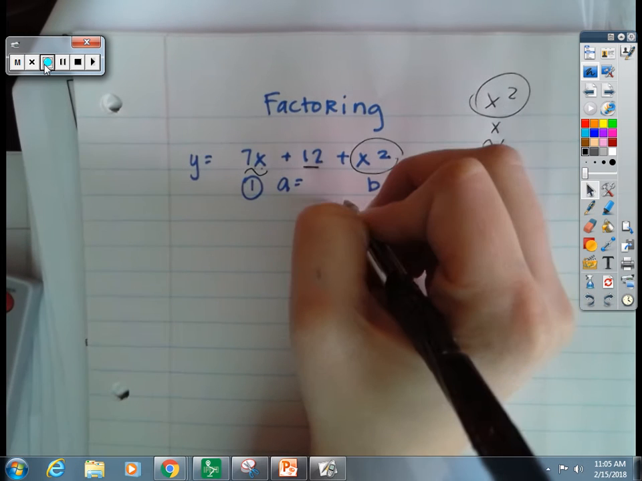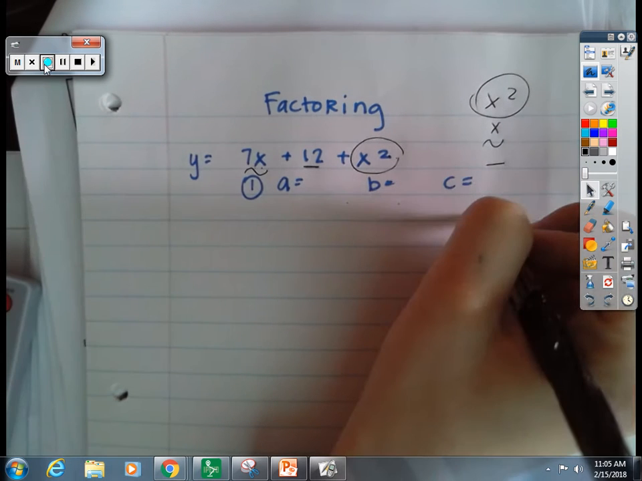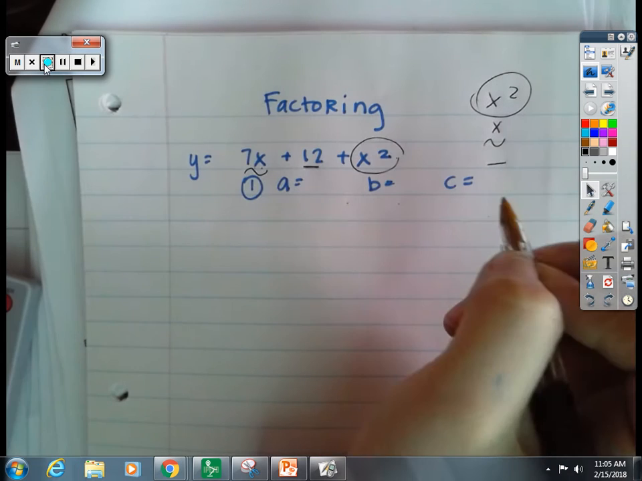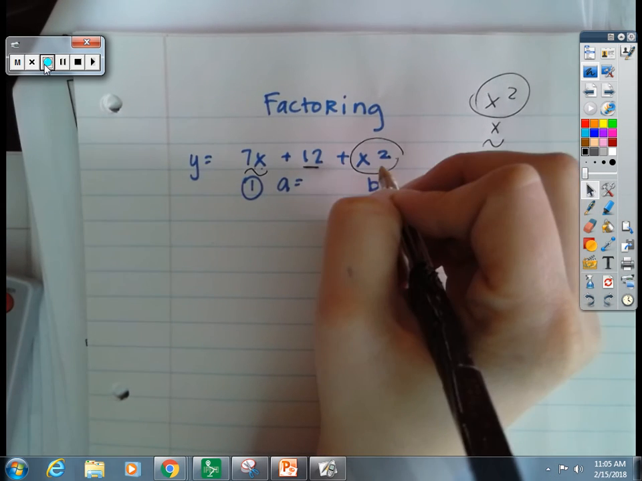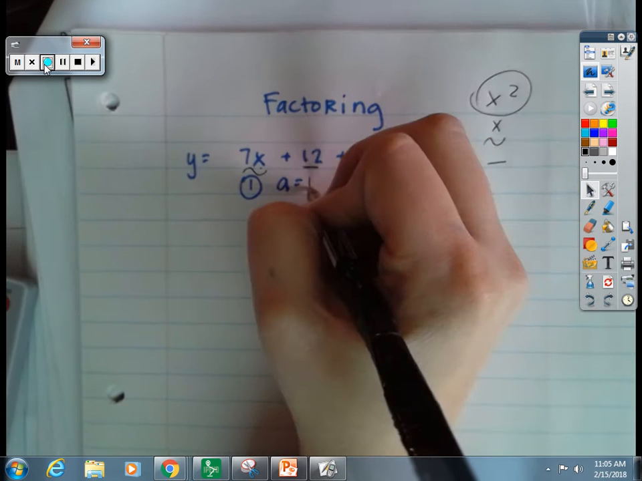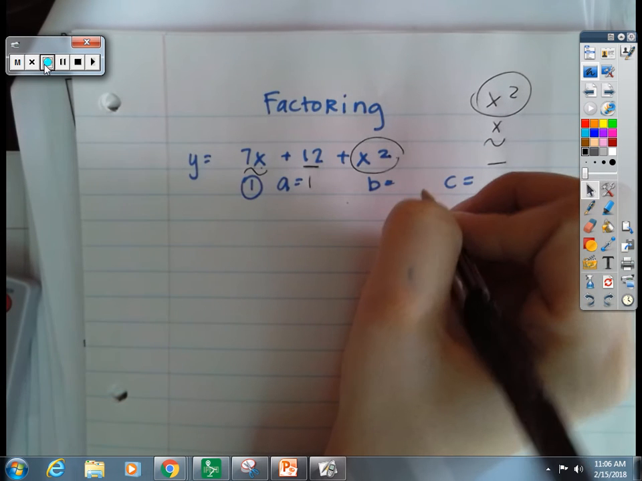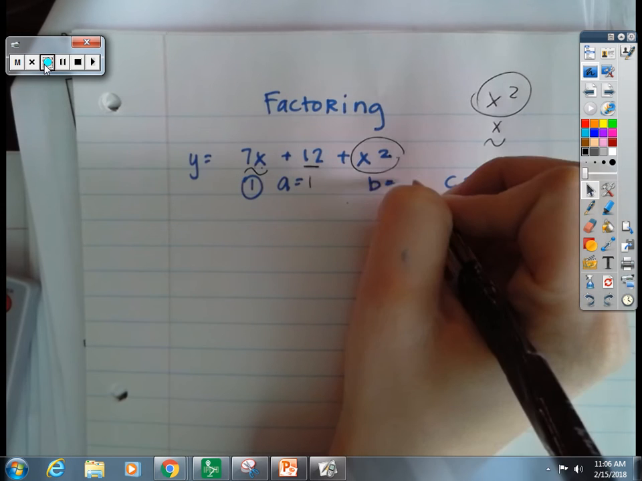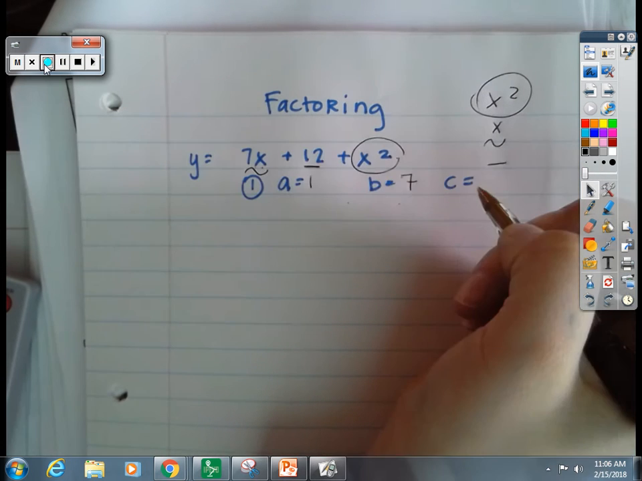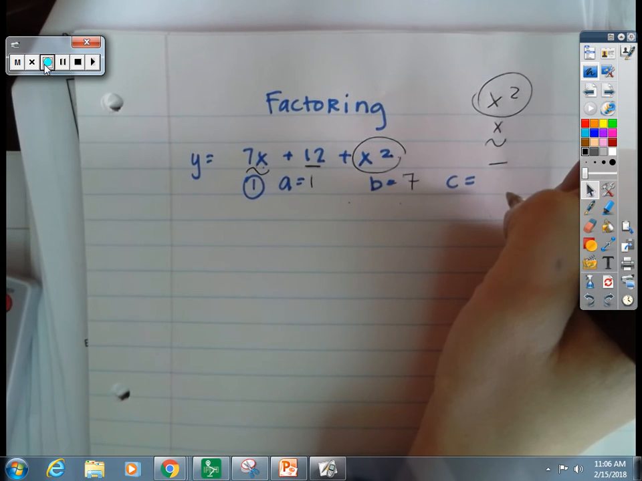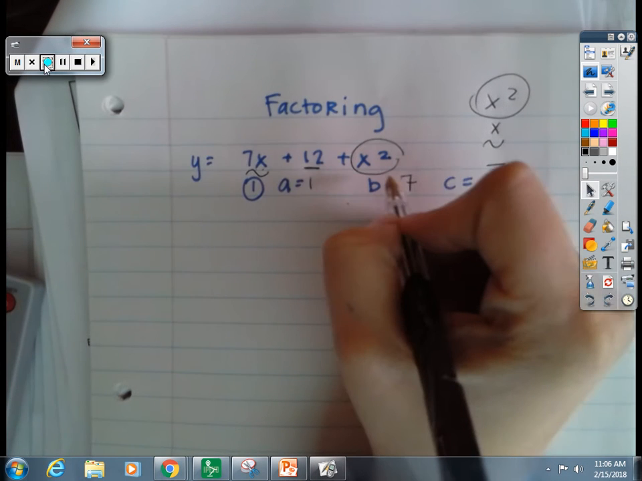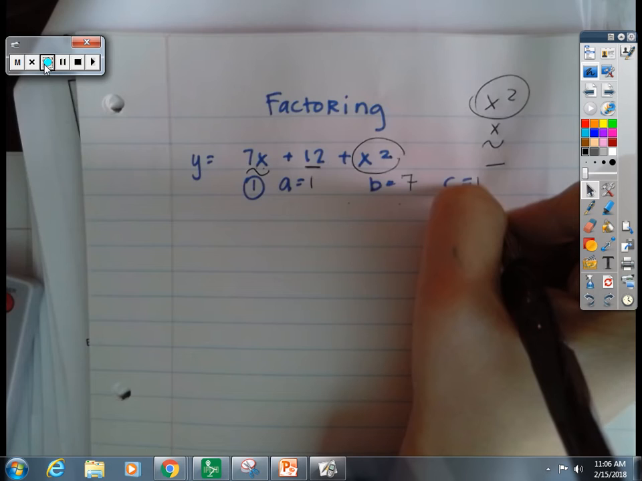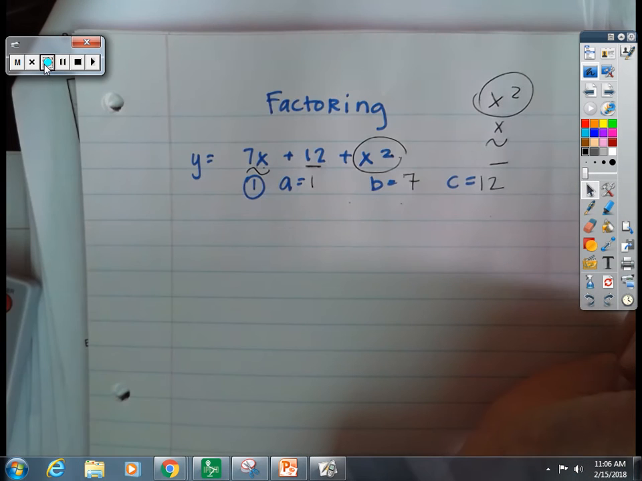Now, I got to fill in my A, my B, my C. You got to do this every single time. What would you say my A is? Which one did I circle? How many are there? One. There's one of them. B, x's. How many x's? Seven. So tell me 7. C, this is the one I underlined. Which one did I underline? 12, so then my C is 12. Perfect.